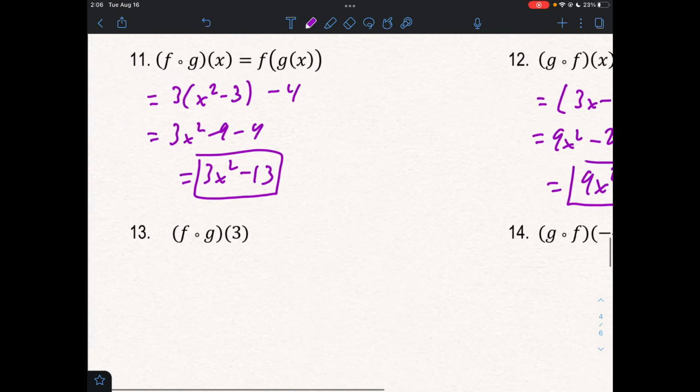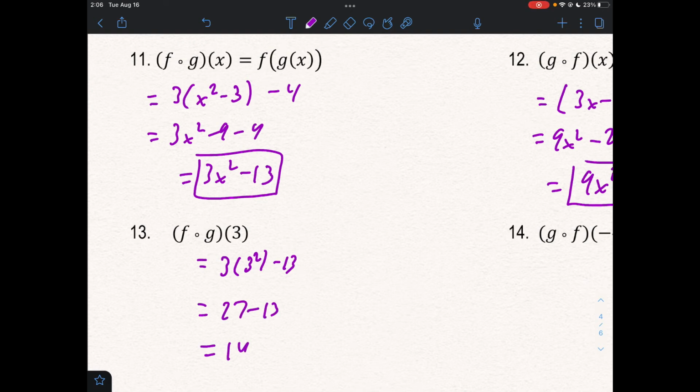Number 13, f of g of 3. So f of g is right above us there. We're just going to put 3 into that. That would equal 3 times 3 squared minus 13, which is 27 minus 13, or 14.